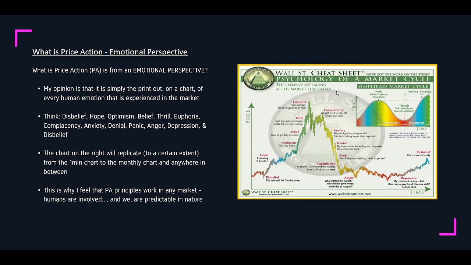So we can think: disbelief, hope, optimism, belief, thrill, euphoria, complacency, anxiety, denial, panic, capitulation, anger, depression, and disbelief. So it goes right through that human emotion, and we've seen it many times. This chart will replicate to a certain extent from the 1 minute to the monthly and anywhere in between. I do believe this based on the fact that price is fractal in nature, and this is why I feel that price action principles work in any market, because humans are involved, and we as humans are predictable in nature.